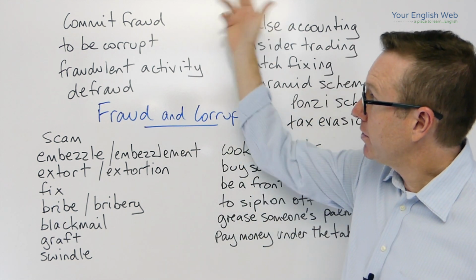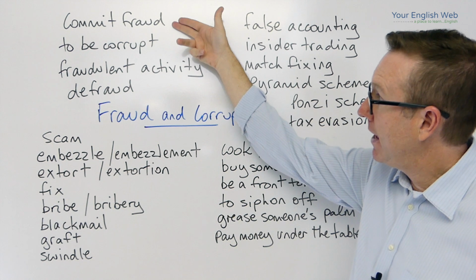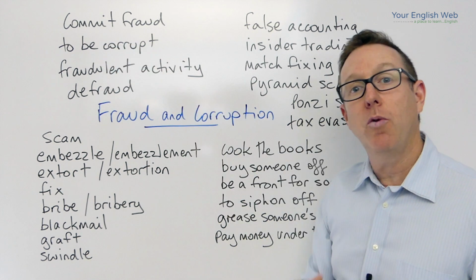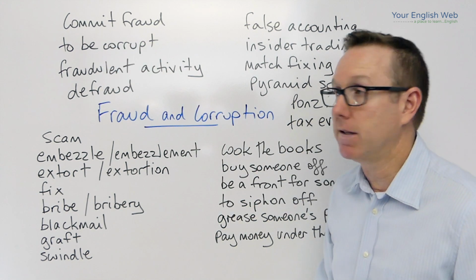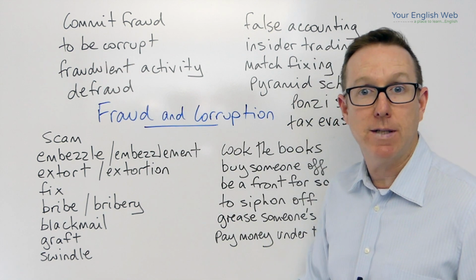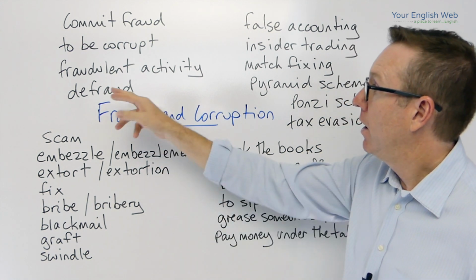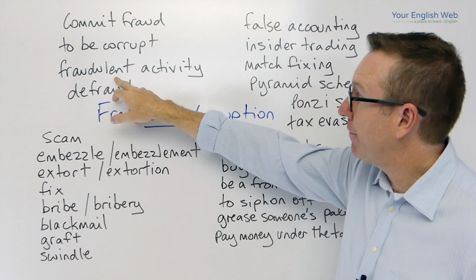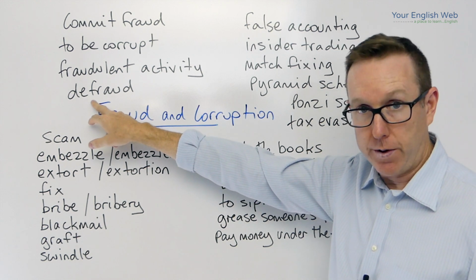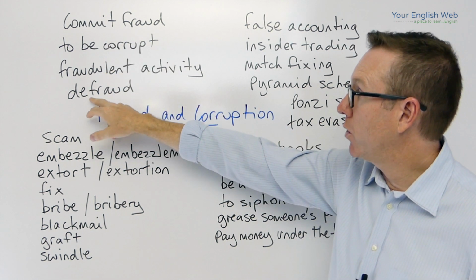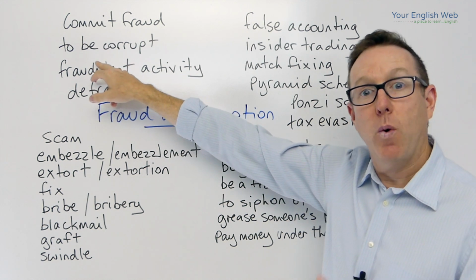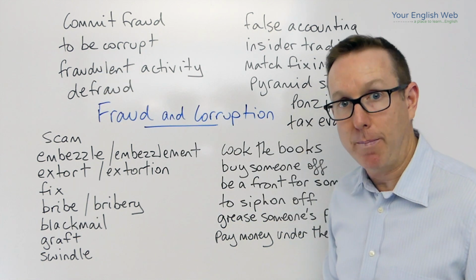So the first thing we're going to look at is the base words, fraud and corruption. So for example, in English, you commit fraud, okay? You are corrupt, or someone is corrupt. Someone is a corrupt person. You can carry out or commit fraudulent activity, and you can also defraud, okay? So you can commit fraud, or you can defraud, or you can carry out fraudulent activity, or basically if you are corrupt or if somebody is corrupt.